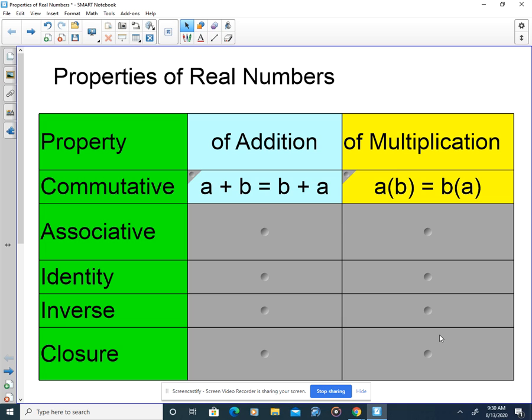Here's the commutative property for multiplication. It says you can multiply 2 numbers together in any order and they're going to equal each other. A times B is the same as B times A.